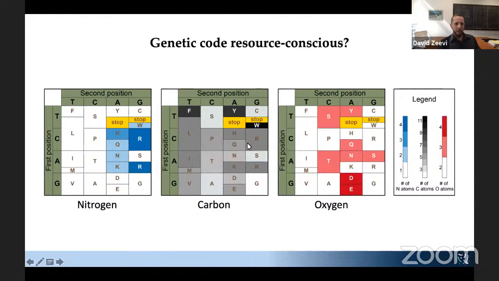When we looked at carbon and oxygen in the genetic code, we saw that maybe this also happens with carbon, because there's a gradient towards the top of the table in terms of the number of carbon atoms. In oxygen, we didn't see this type of selection or organization, but we wanted to check that as well.